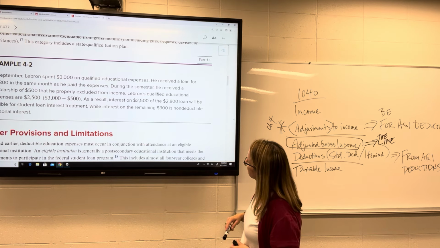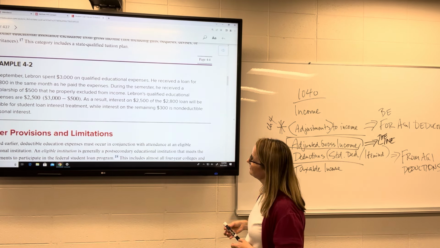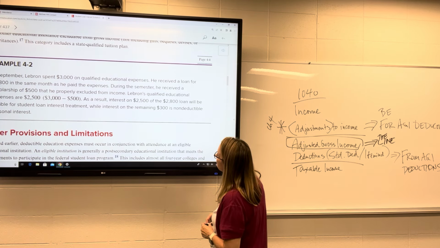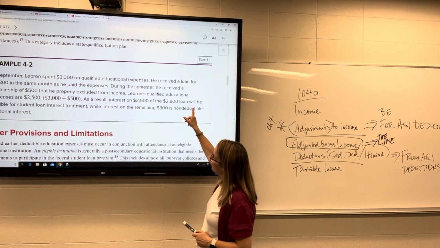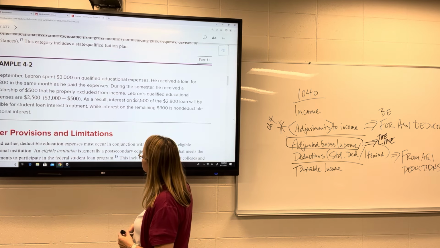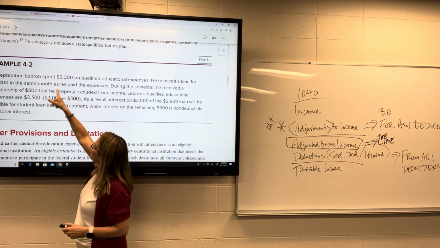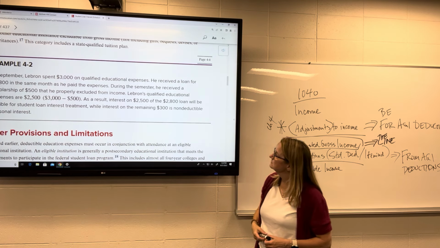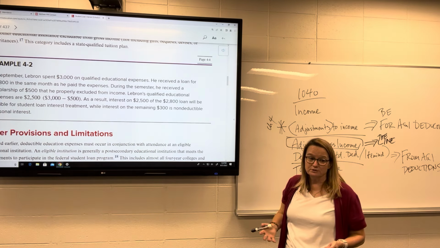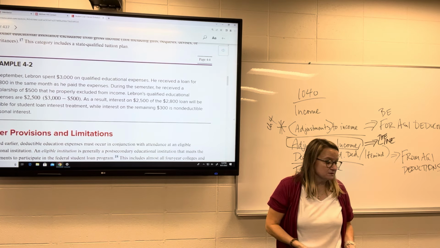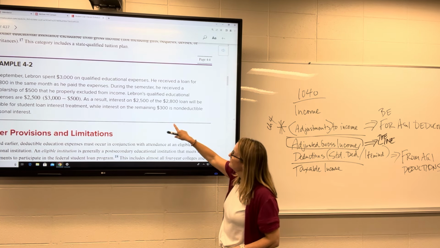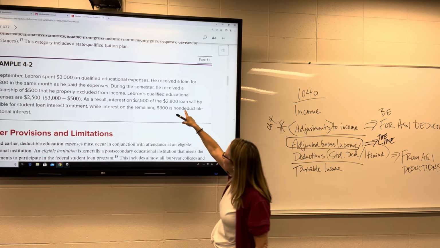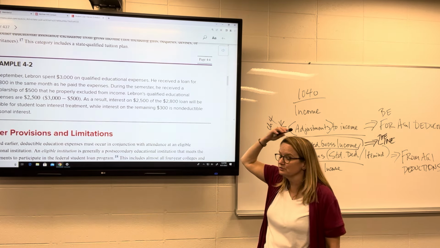During the semester, he received a scholarship of $500, which was not taxable to him. So he didn't have to report that $500. In this case, his qualified educational expenses would be the $3,000 minus the $500. So $2,500 would be considered to be qualified educational expenses. As a result, interest on $2,500 of the $2,800 loan will be eligible for student loan interest treatment.